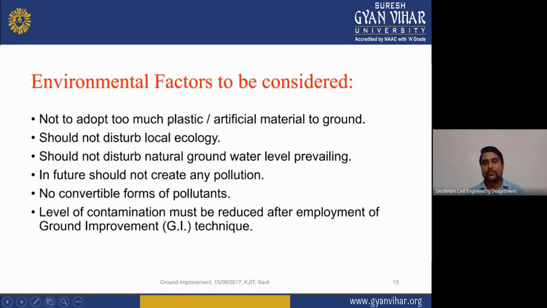So what should be the environmental factors to be considered for ground improvement? We will see here: not to adopt too much plastic or artificial material in the ground. It should not disturb the local ecology, should not disturb the natural groundwater level prevailing. In future it should not create any pollution, no convertible form of pollutant. Level of contaminant must be reduced after the employment of the ground improvement technique, which is known as the GI technique.